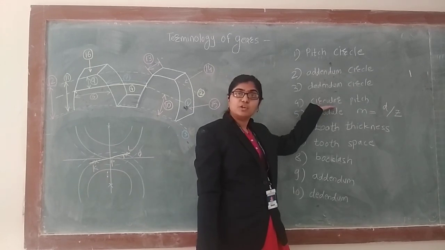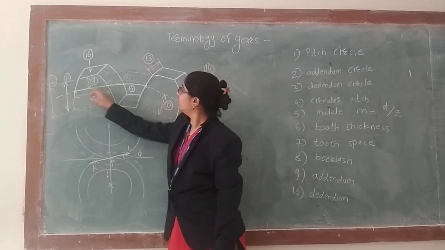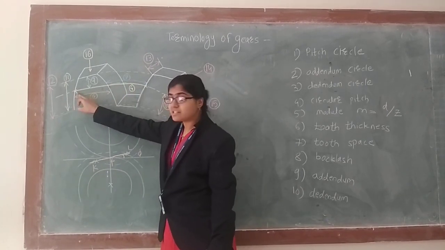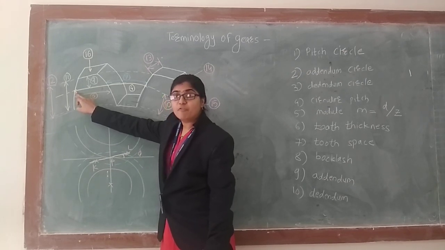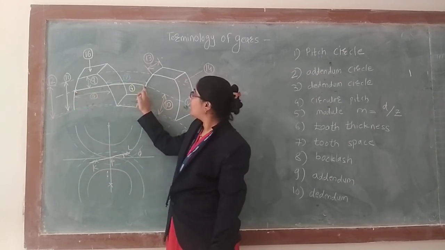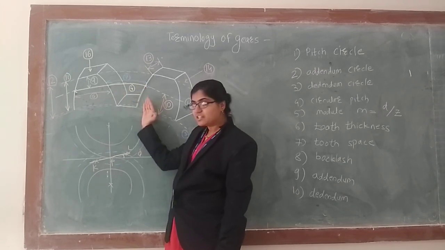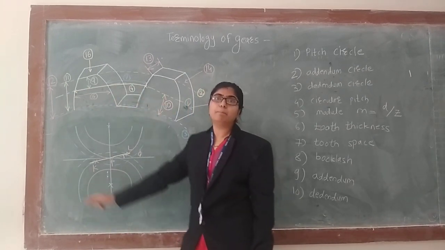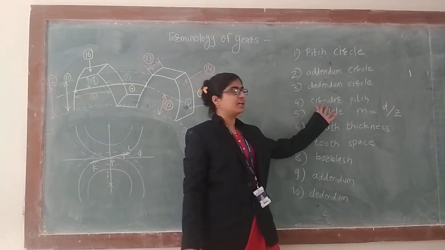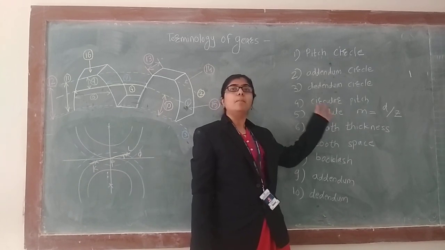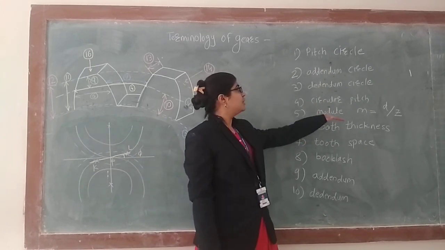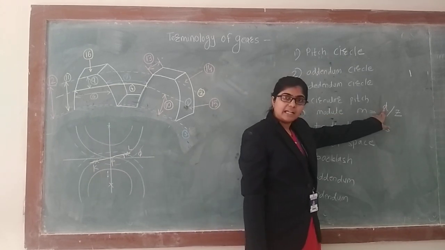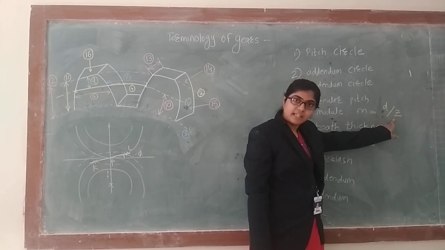Next is circular pitch. Please note, this is circular pitch, number 4. Circular pitch is the distance measured from one point of a tooth to the corresponding point on the adjacent tooth, measured along the circumference of the pitch circle. Its formula is pi into m, where m is module, and module is given by the ratio of pitch circle diameter to the number of teeth.